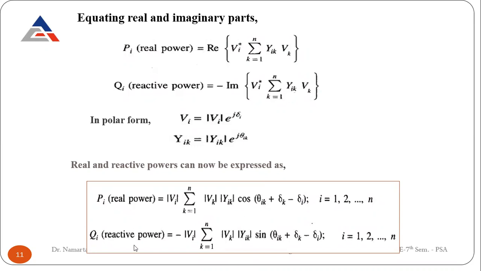Similarly, for the reactive power, for the imaginary part, it can be written as minus Vi magnitude, summation of Vk magnitude, Yik magnitude, sine of theta Ik plus delta K minus delta I. Why is there a minus here? Because there is a conjugate on the Vi. This is how you can separate the real and imaginary parts for P and Q, and these will be considered as your load flow equations.